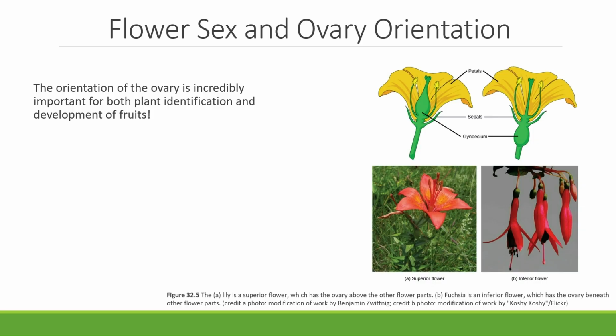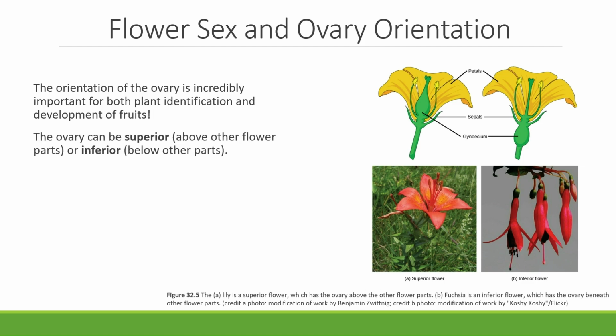One final structural detail that is especially useful for plant identification and fruit development is the position of the ovary relative to the other flower parts. The ovary can be superior, meaning it sits above the attachment point of the sepals and petals and stamens. Alternatively, the ovary can be inferior, meaning it sits below the attachment point of the other flower parts. This difference is very important because it influences how the fruit will form and expand after fertilization. The figure on the slide demonstrates both conditions clearly.